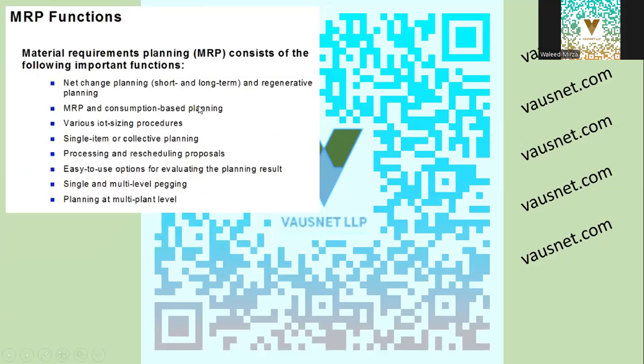So it consists of the following functions: net change planning, either short and long term, and regenerative planning. MRP and consumption-based planning. We have already discussed what consumption-based is, which could be for your in-house production and for customer demand. Lot sizing, lot for lot. Now, what is this? Where do we have lot sizing? MRP 1, 2, 3, 4. Can someone tell me?